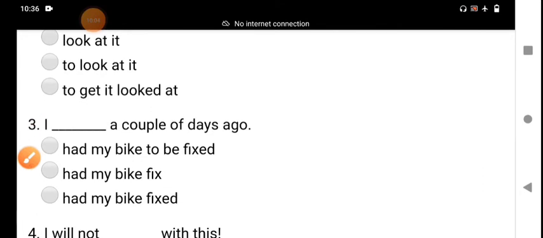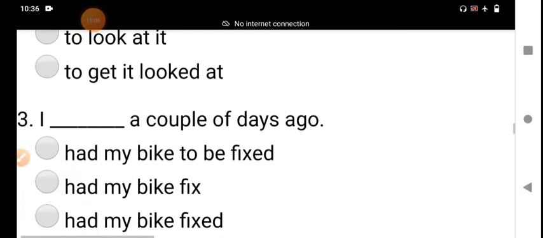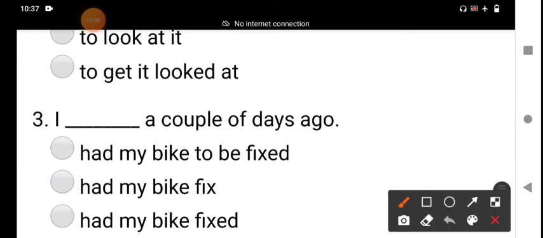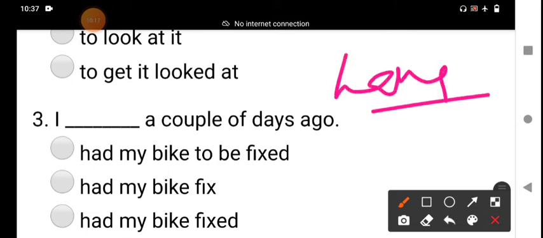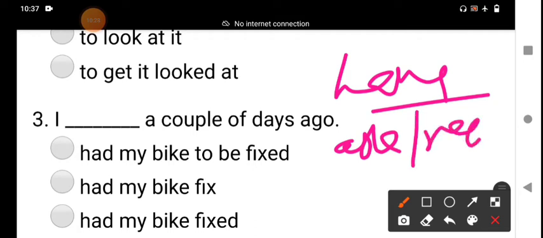And then the third one, please listen very carefully. I dash a couple of days ago. Here, have is a causative verb. What is the function of the causative verb? Have means here ask or request somebody to do something.